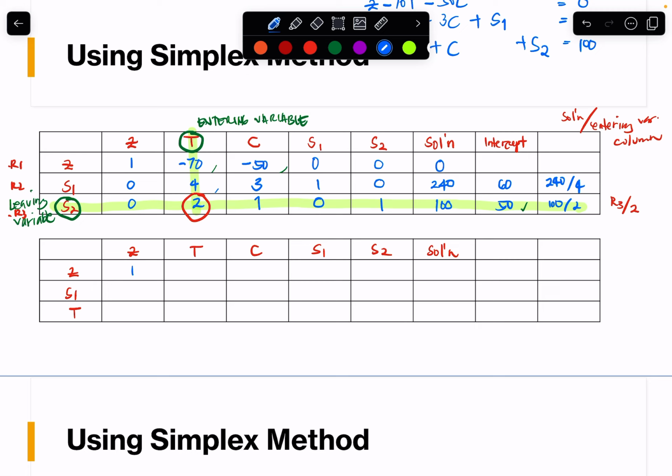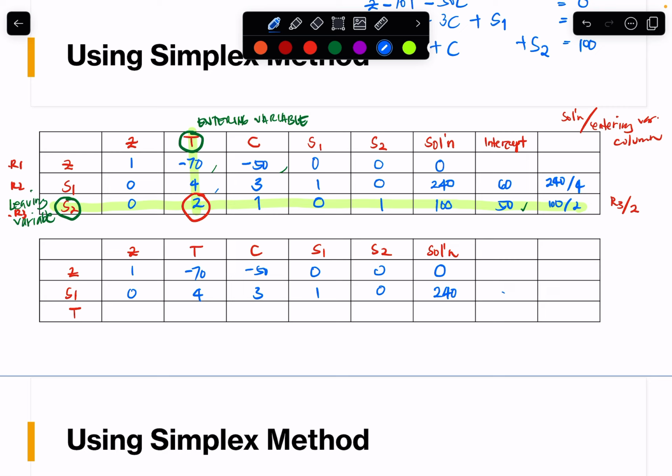So the rows are 1, negative 70, negative 50, 0, 0, 0; 0, 4, 3, 1, 0, 240; then we have 60 there. So we divide, or we don't need this one. So we divide the entire R3 by 2.